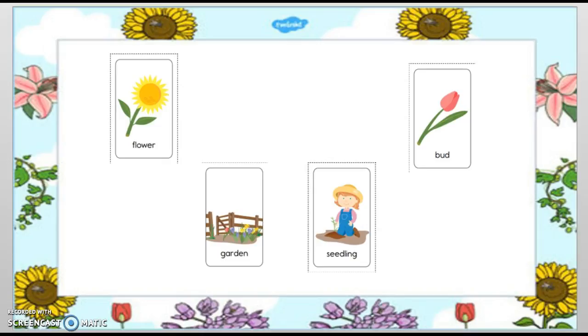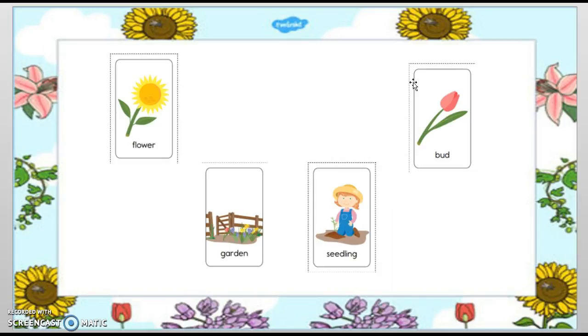Good, friends. You may have set aside these 4 cards. The first one here is flower, and if you remember, a flower is a blossom on a plant. You also may have set aside this card, which is bud, and a bud is a small pointed lump on a plant that will grow into a flower or a leaf. So remember, I said it's a bud before it turns into a flower.